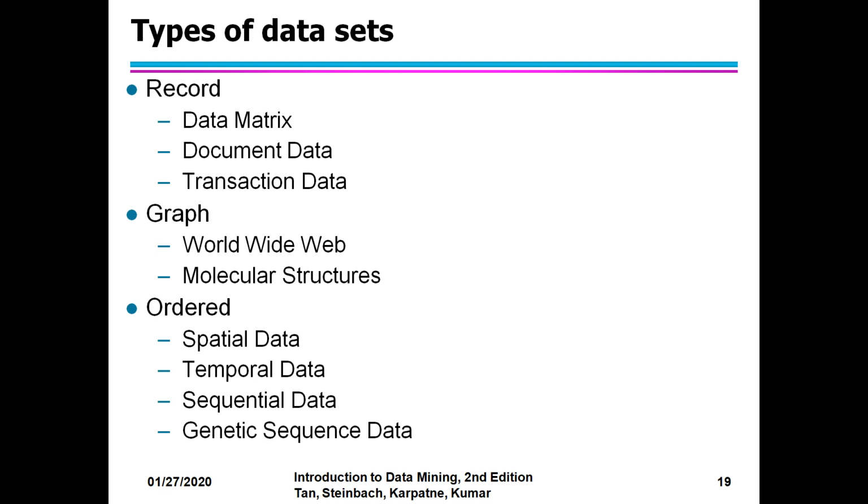Now, as already covered in the previous slides, the types of data sets. A record will have a data matrix, document data, and transaction data. Graph includes the World Wide Web and molecular structure. Ordered includes spatial data, temporal data, sequential data, and genetic sequence data.